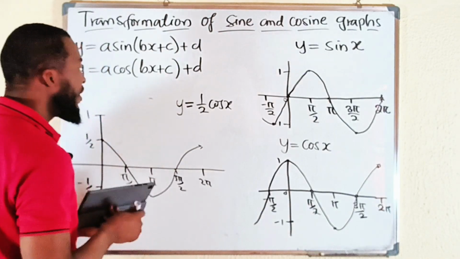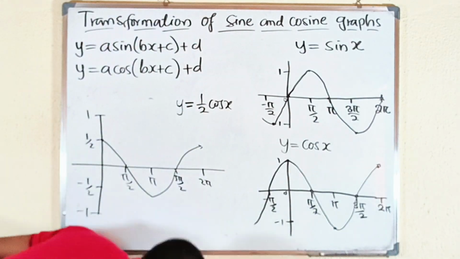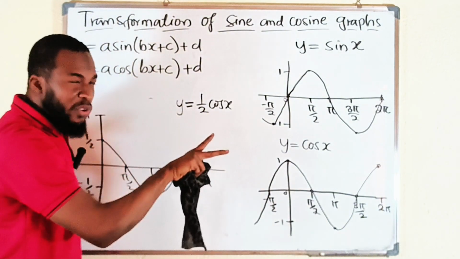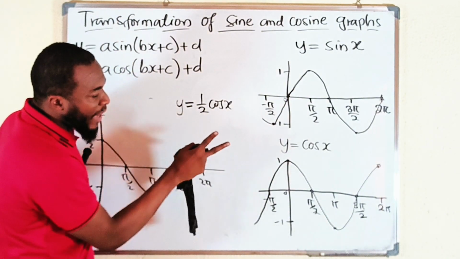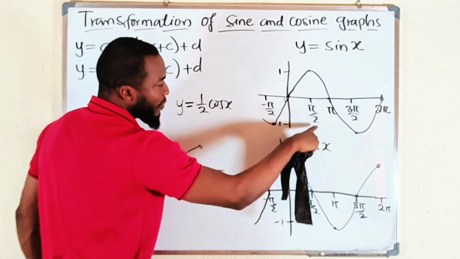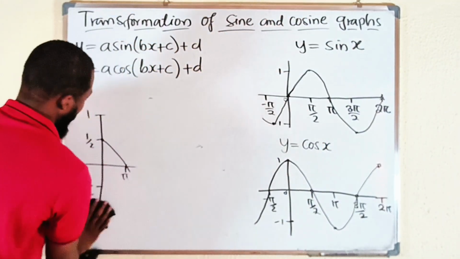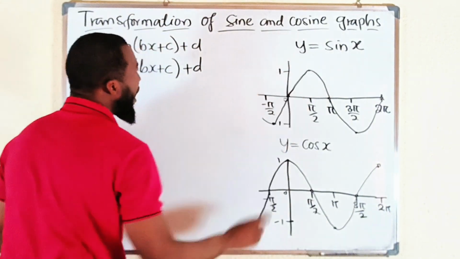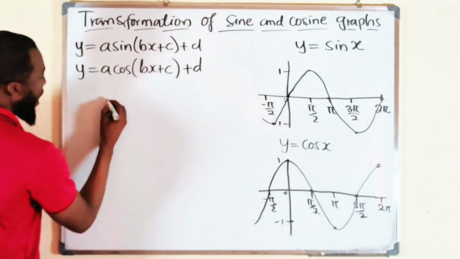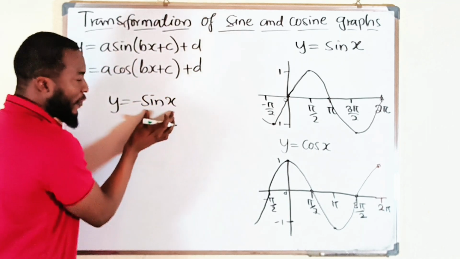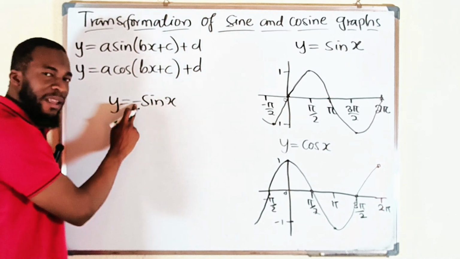Then let us talk about reflection. Whenever you have a negative A, if A is negative, it is going to reflect the graph along the x-axis. So every point here will drop down here, every point here will go up. It is going to reflect it. So I would like to use this one directly, where we have y equal to negative sine x. You see, the function remains the same, just that this has a negative sign.